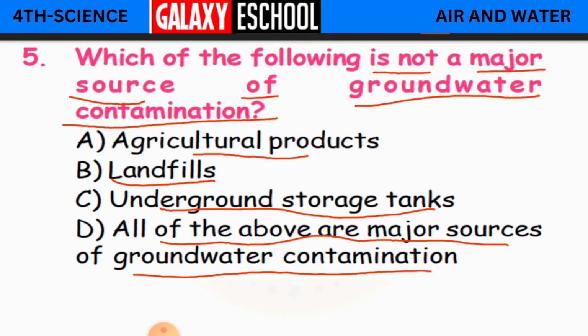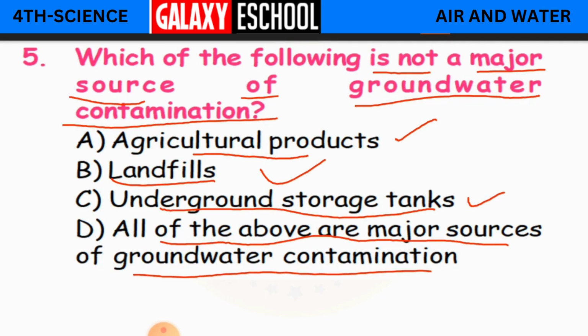Underground storage tanks. Sometimes chemicals, oils, minerals are all stored underground. So they have tanks underground where you store chemicals, oils and minerals for industrial use, for factories' use. Okay, children. So even this is also not good. In the sense, here agriculture products, landfills and underground storage, all these three are a major source of groundwater contamination.